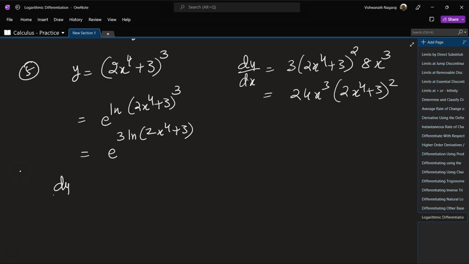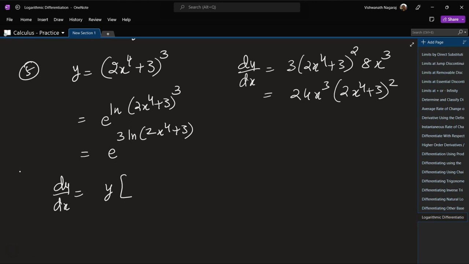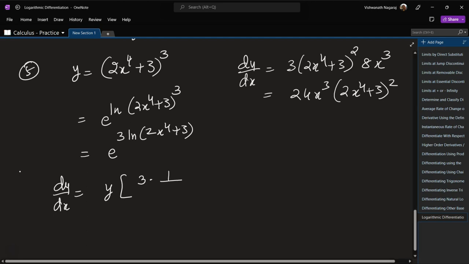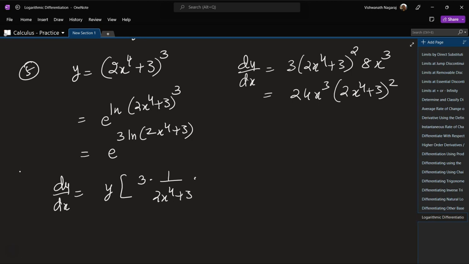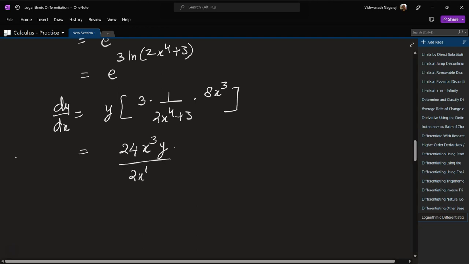And now we write dy/dx. So this term automatically comes as it is, and that is nothing but y. And now we have to differentiate the exponent. So this gives us 3 times 1/(2x^4 + 3) times 8x^3. So what do we get? We get 24x^3 y divided by (2x^4 + 3).